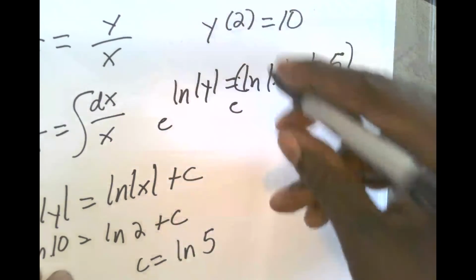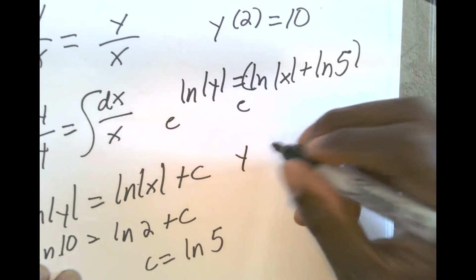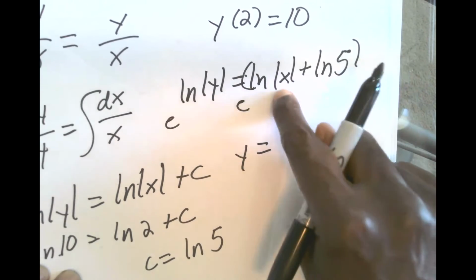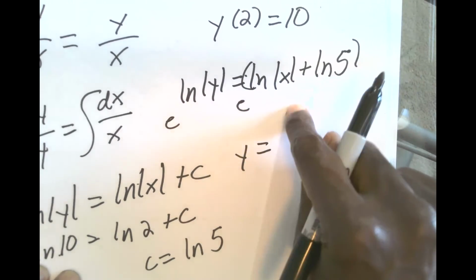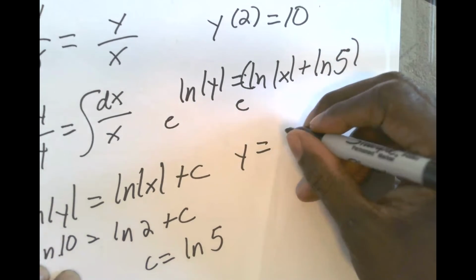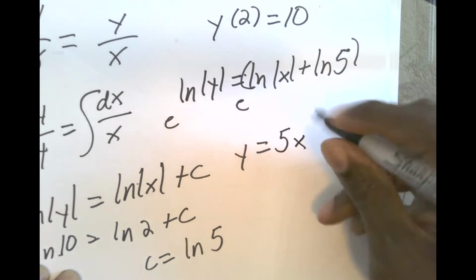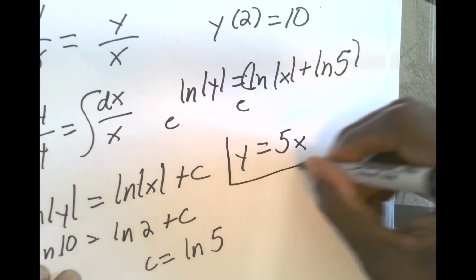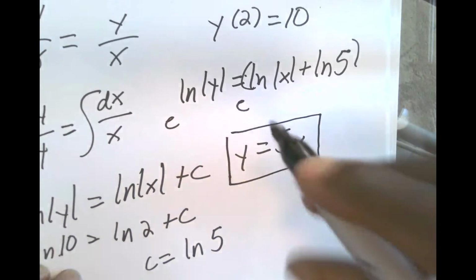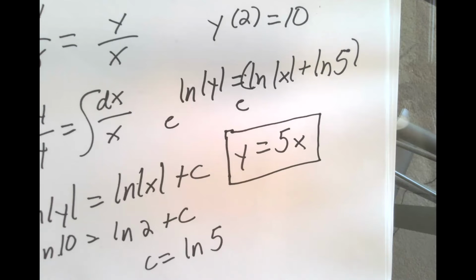Of course, e to the ln y, as you've seen so many times today, is y. And as you know, these are two things being multiplied. So e to the ln x times e to the ln 5. e to the ln 5 is 5, and e to the ln x is x. All right, so there's that particular guy. That guy was quite nice.